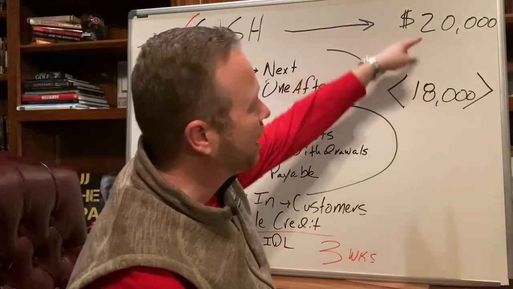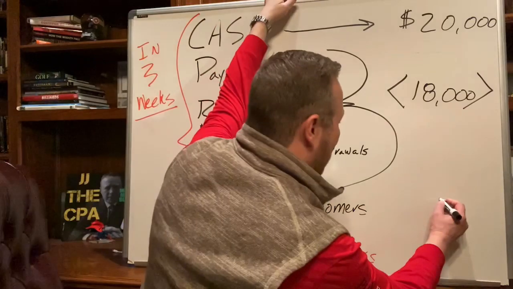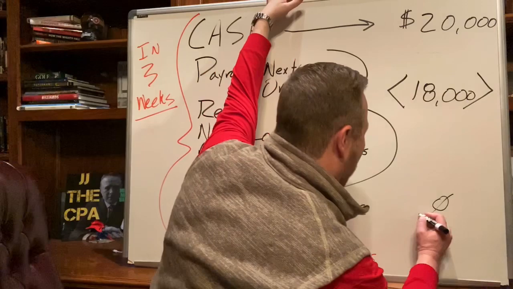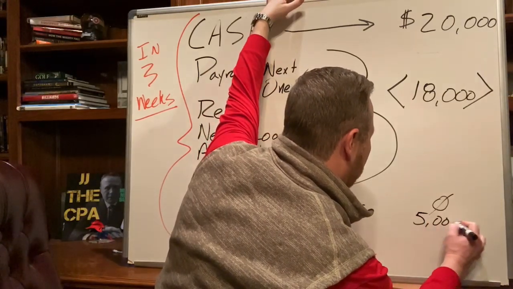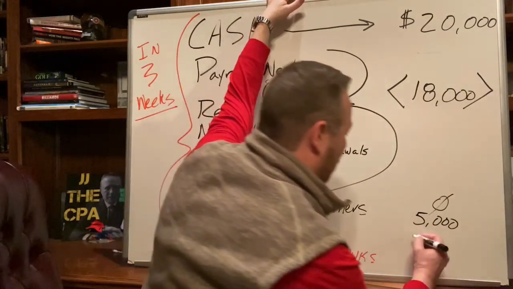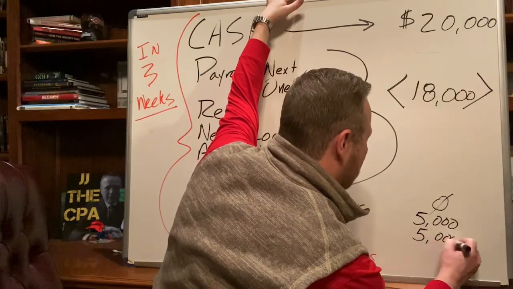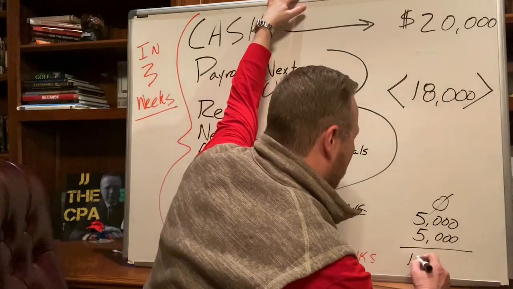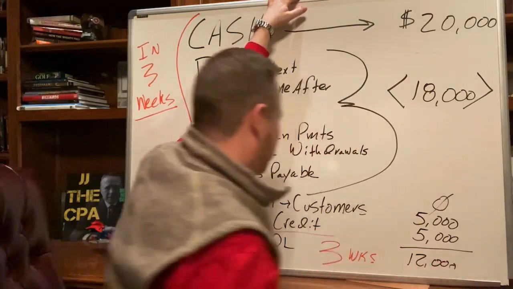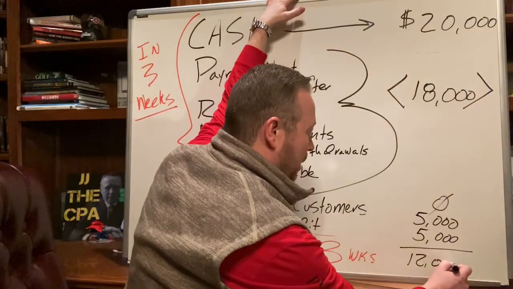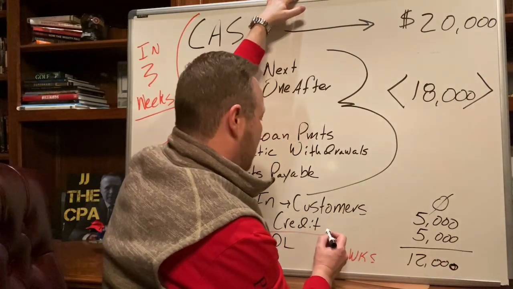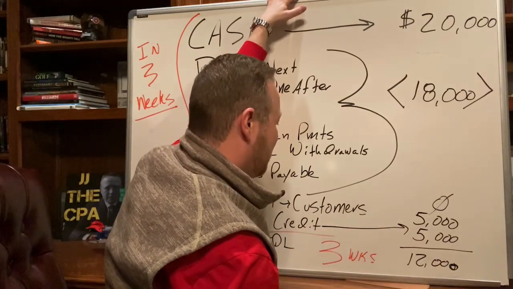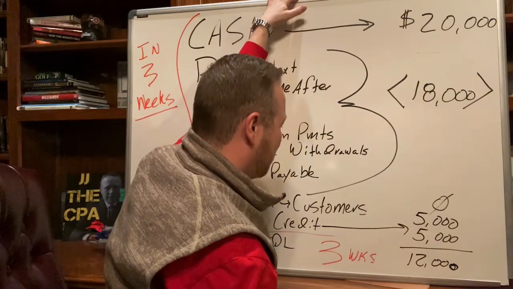So let's just say we leave it 20, you owe 18, but you got 0 money coming in, okay? And you have available credit of $5,000, okay? And then your EIDL or whatever was $5,000, okay? So now you're looking at this and you're like, okay, so in 3 weeks I've got 12,000, okay?